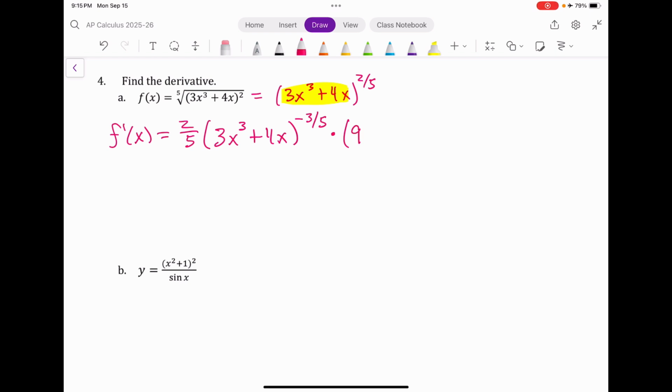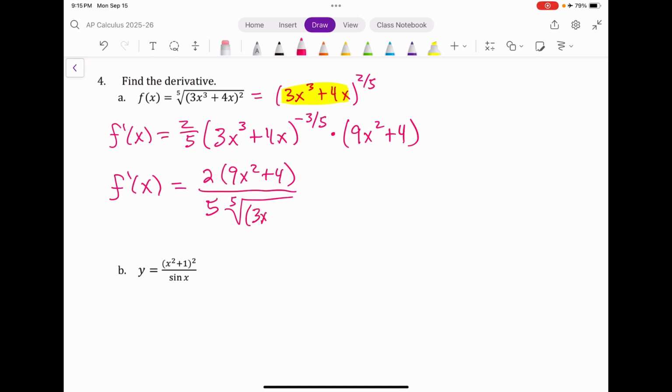Okay, so what is that? 9x squared plus 4. Okay, and that's good. We could leave it like that, but let's practice putting this into a fraction. So it'd be 2 times 9x squared plus 4 in the numerator over 5 times the 5th root of 3x cubed plus 4x to the 3rd power. Because sometimes we have to evaluate derivatives, and it's good to put it in fractional form like that.